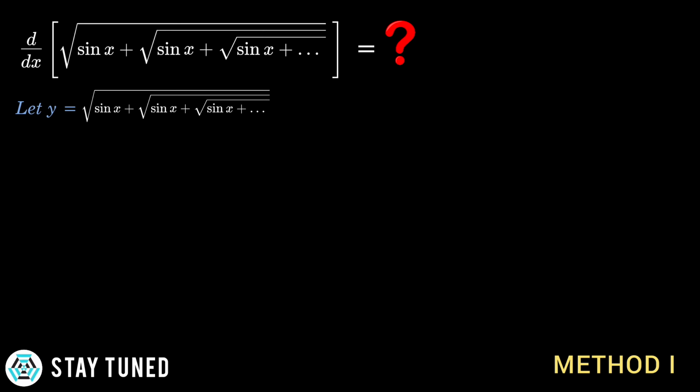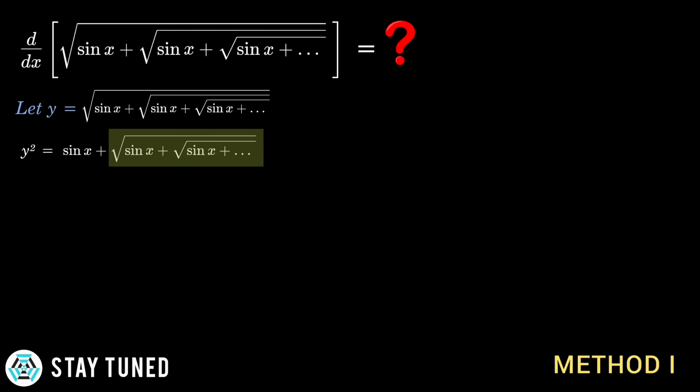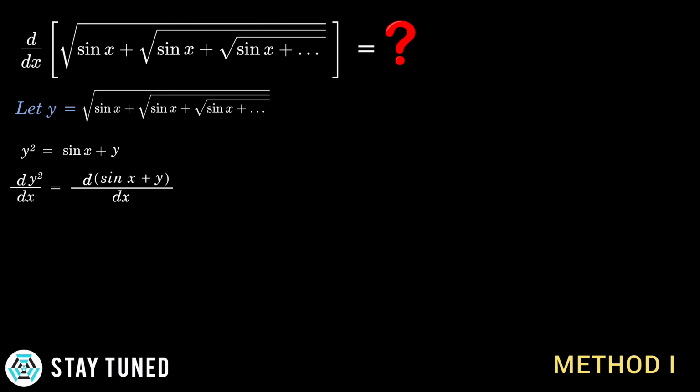We will first let the given function be equal to y. Next, we will square both sides to get y squared equal to sine x plus square root of sine x plus square root of sine x, and so on. Now, on noticing this, we can clearly tell that this is actually equal to y that we assumed earlier, so we will substitute that in. Now, we will take the derivative of both sides with respect to x.